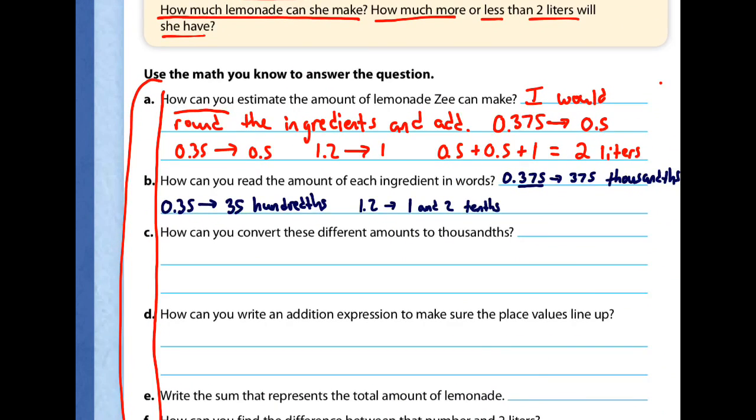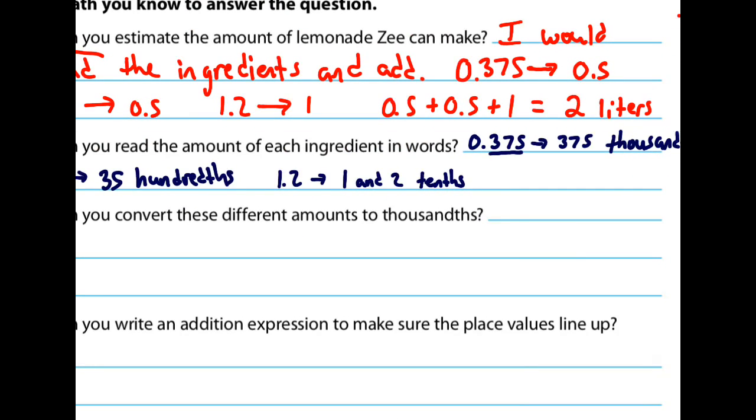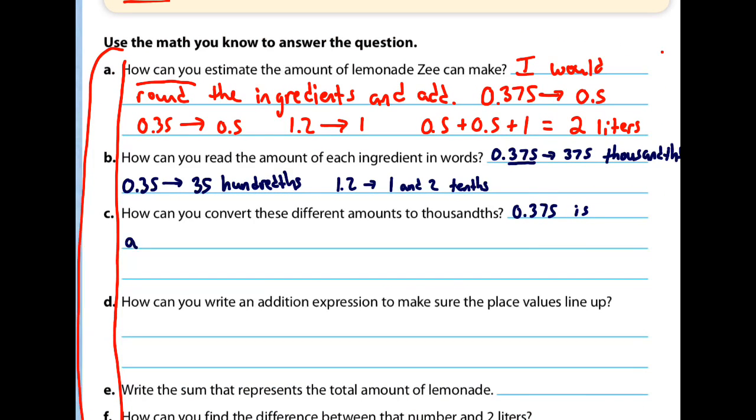So when I explain that, I would say 375 thousandths is already thousandths.